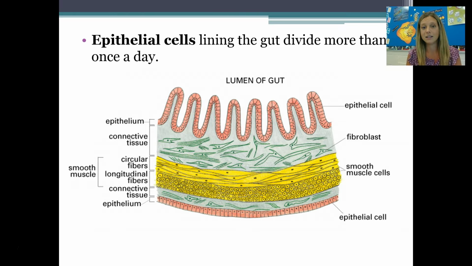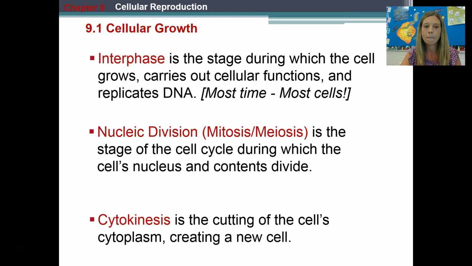Now, on the other hand, the epithelial cells lining your gut divide more than once a day. Their cell cycle process is only a couple of hours, which makes sense when you think about where they are. They're in a really hostile environment, right? Your intestines, your stomach. So their cell cycle is going to be very quick.